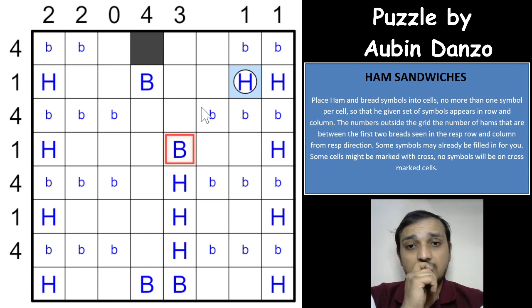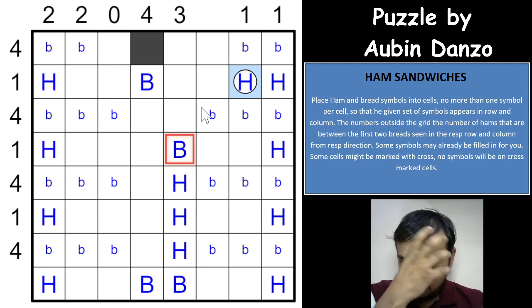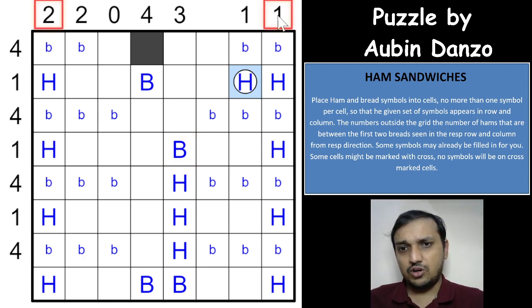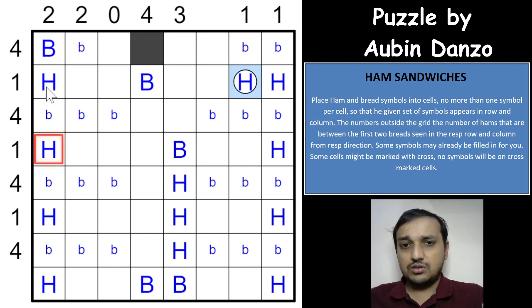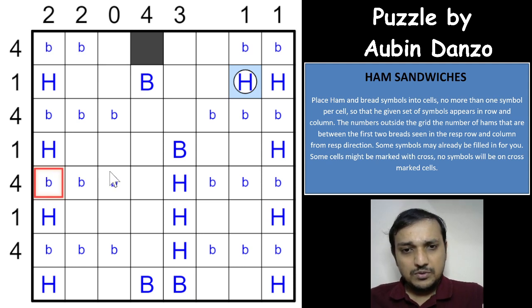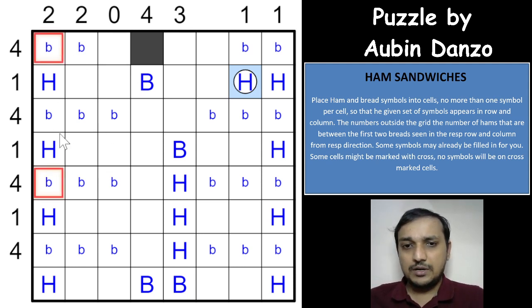There is a really excellent logic here that I could see. If you see the first and the last column, the clues outside the grid are 2 and 1. So for the 2, wherever you have a bread, you will have 1 cell left and the other cell would have to be a bread. Let me explain why. For example, if you have a bread here, you need 2 hams in between the 2 breads, so this would have to be the second bread. So whatever be the case, either these 2 cells would have to be the bread or these 2 cells would have to be the bread, right?